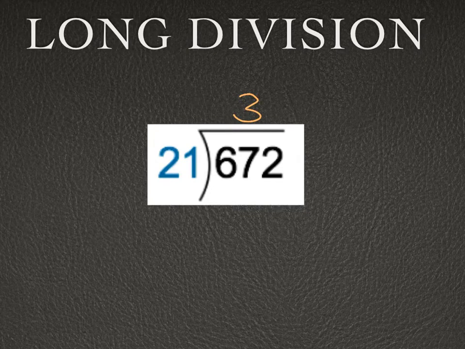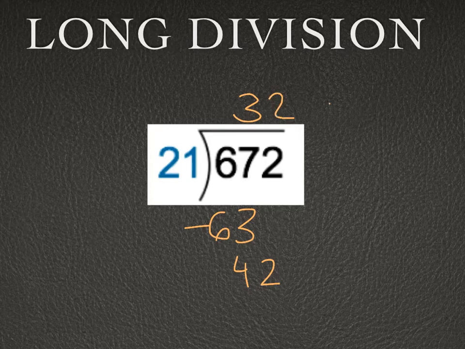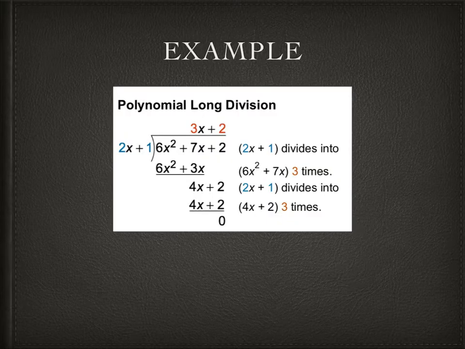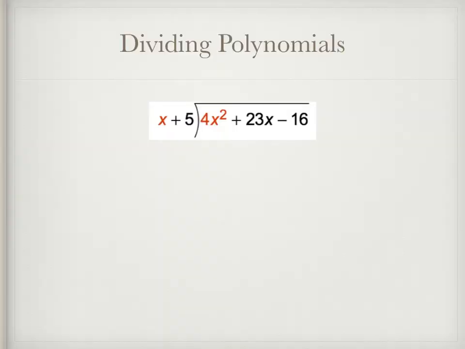And then we multiply the 3 times the 21, so we get 63. And then we subtract it, so we have 4. And then we need to see how many times 21 goes into 42. Twice. So then our answer is 32. So now we're just doing the same thing, but with polynomials. So we're going to involve x squared and x's. So this is just a little example of long division. So it shows the step-by-step, but we're going to be doing it on our own.